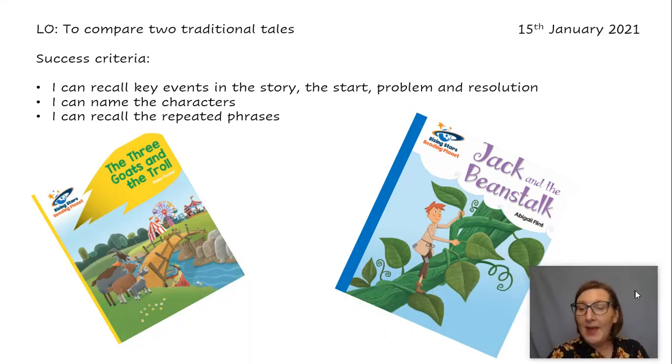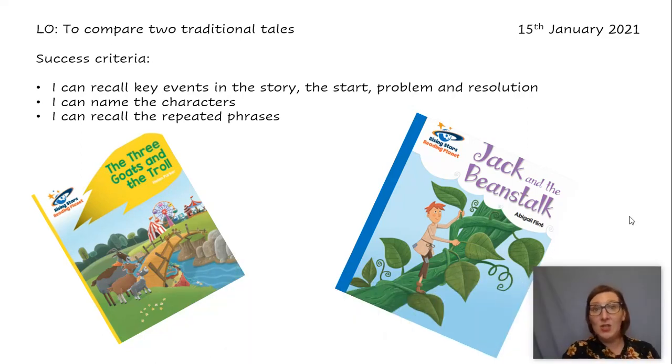We're going to be comparing the story that we've already been reading, which is Jack and the Beanstalk, and I'm going to be looking at the Three Goats and the Troll, otherwise known as the Three Billy Goats Gruff. So we're going to be able to recall the key events in the story, the start, the problem, and the resolution. We're going to be able to name the characters in the story, and we're going to try and remember those repeated phrases. Okay, you ready? Let's go then.